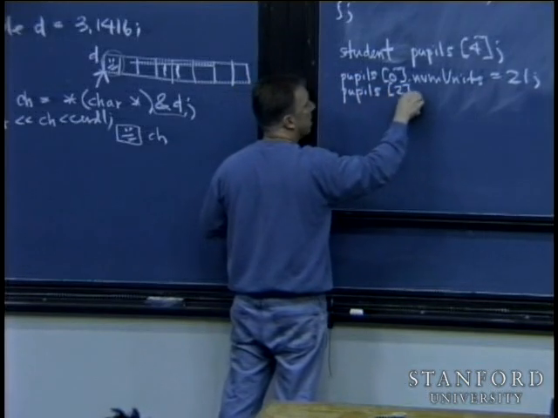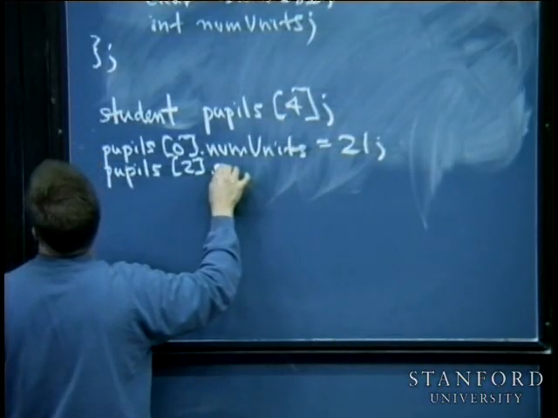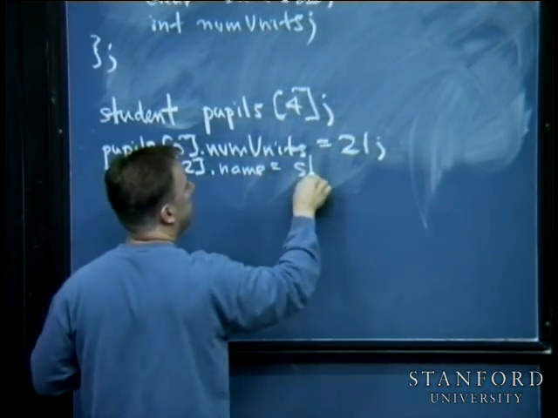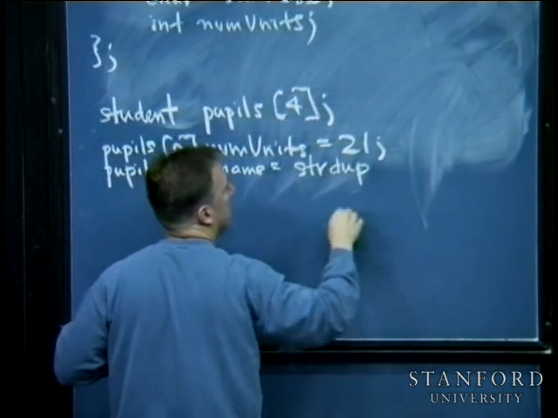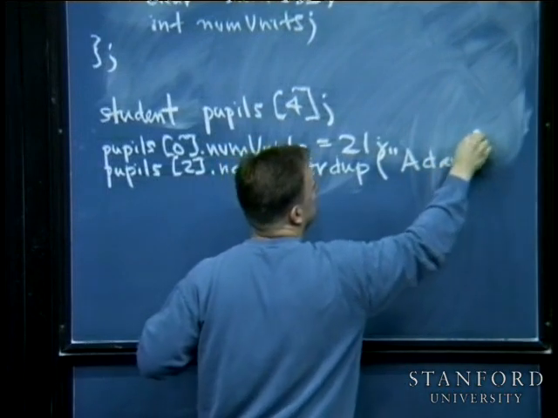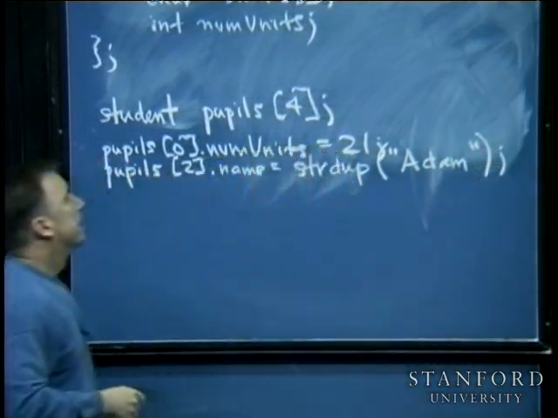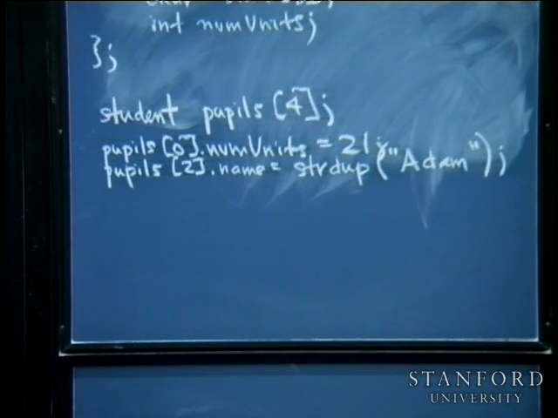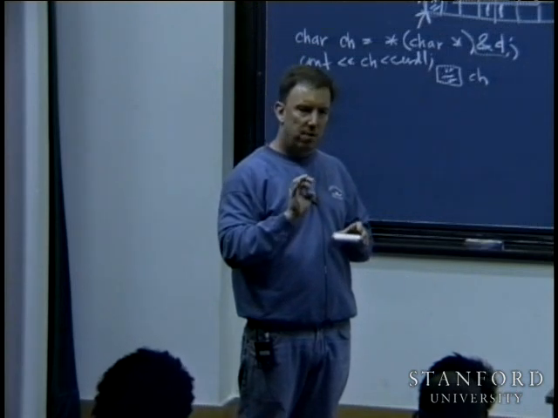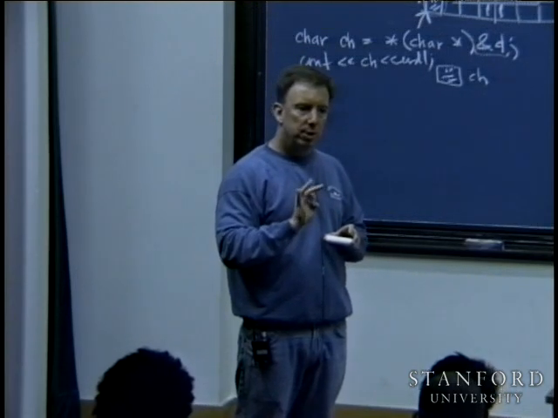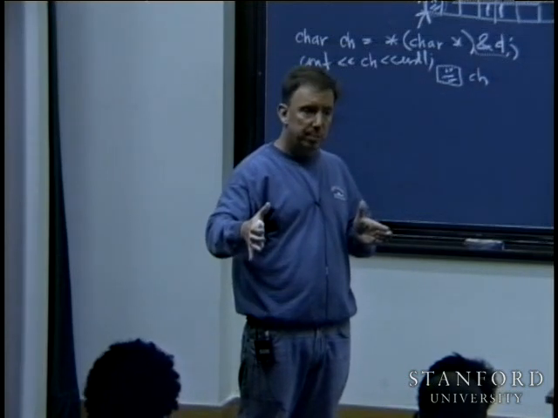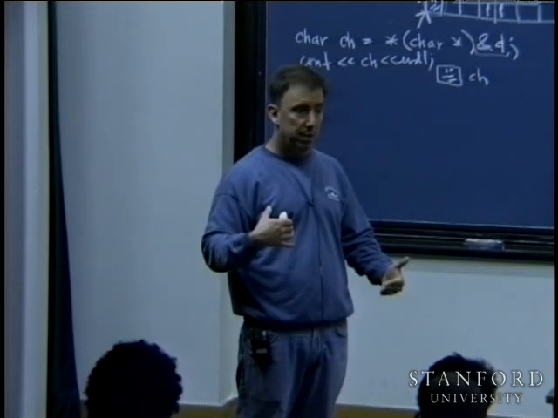If I do this, pupils of 2 dot, let's say name, is equal to, there's this function I want to talk about, strdup. Atom. strdup is actually shorthand for string duplicate. Okay, so what this does as a function is it dynamically allocates just enough space to store the string, in this case atom, and then it actually writes down atom in that space, and as a function returns the address of the capital A. Okay?